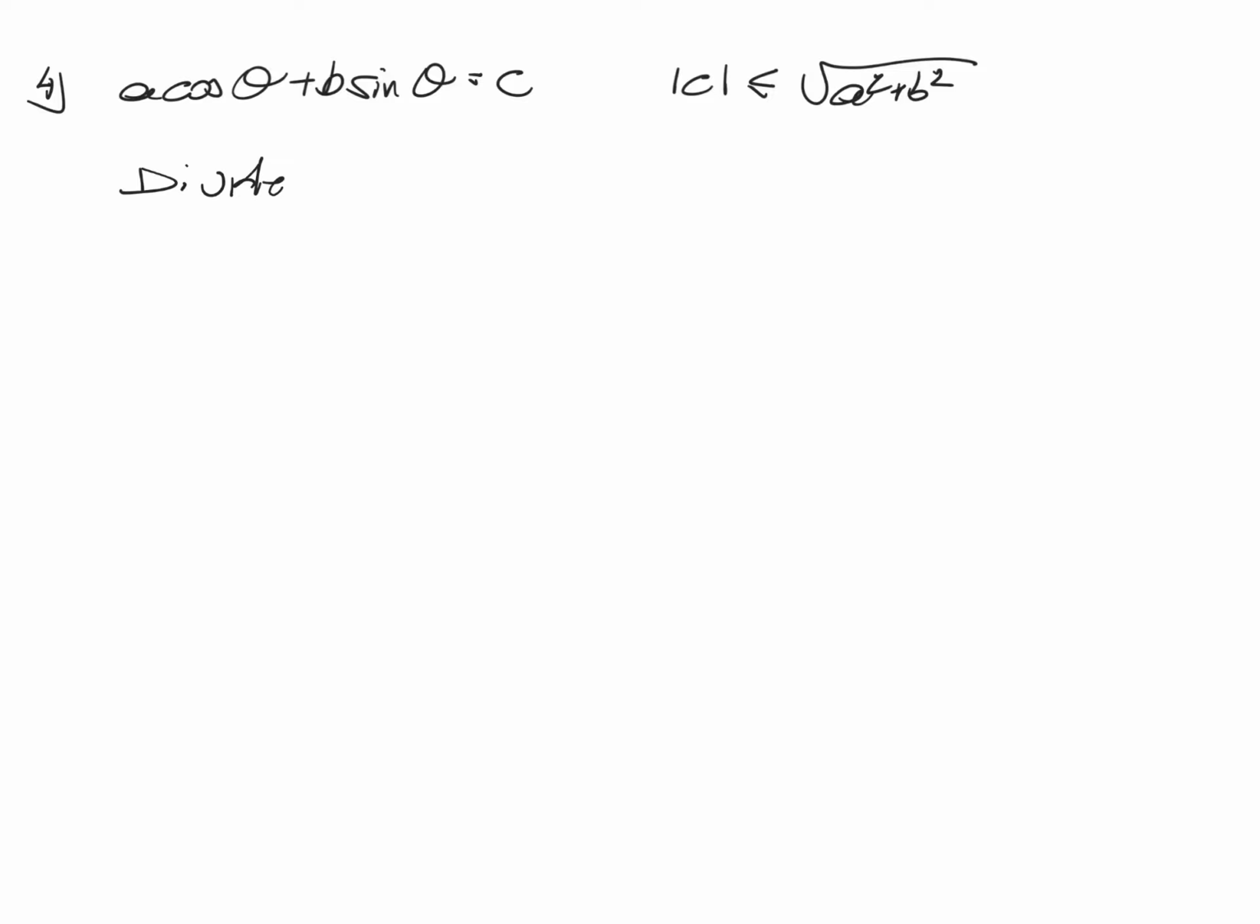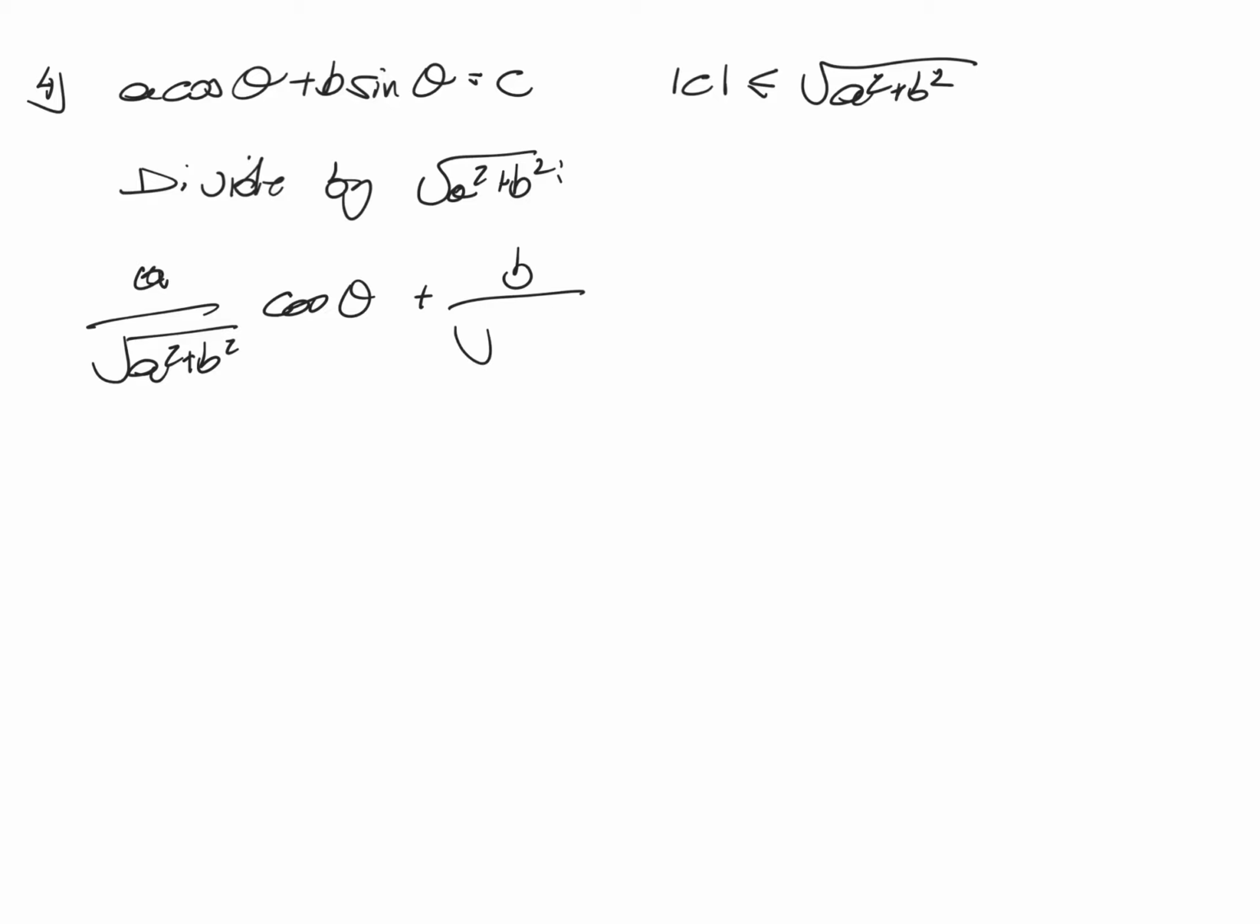Finally, let's see how to solve equations of the form a times cosine theta plus b times sine theta equals c, under the condition that the absolute value of c is not larger than the square root of a squared plus b squared. Divide then the entire equation by the root of a squared plus b squared. So the equation becomes a divided by root a squared plus b squared times cosine of theta plus b divided by the same root a squared plus b squared times the sine of theta equals c divided by that same root.